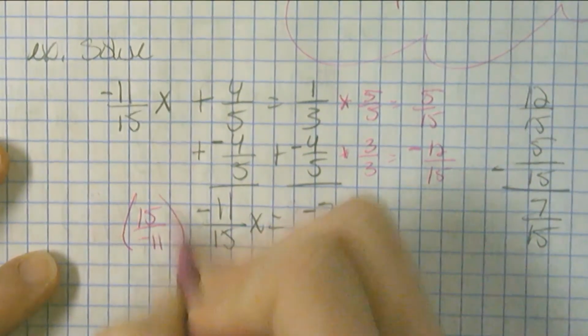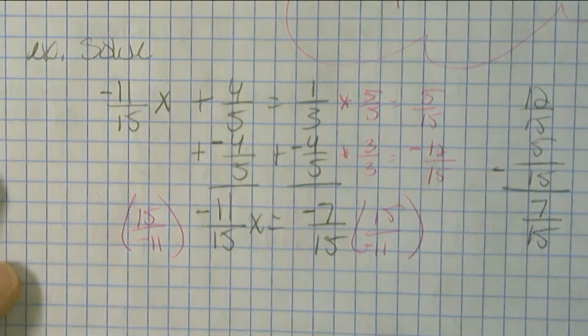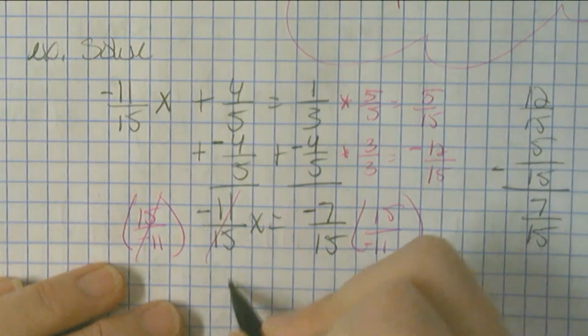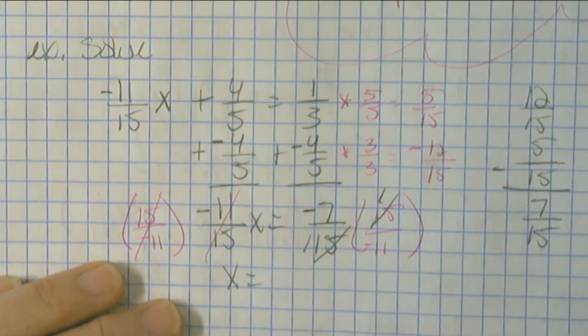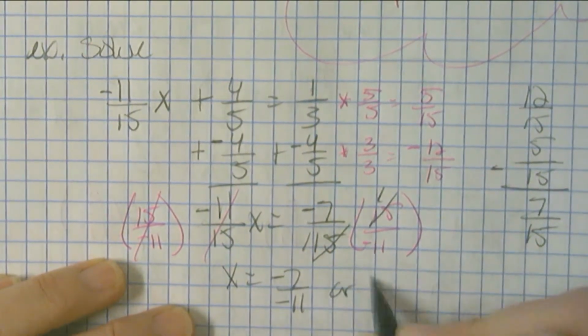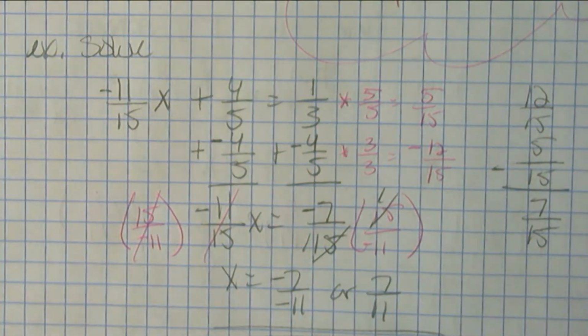Excellent. When I do that, those fractions on the left cancel each other out. I end up with x equals, well, I'm going to divide a common factor of 15 out. So I end up with negative 7 over negative 11, or 7/11ths. Questions on that?